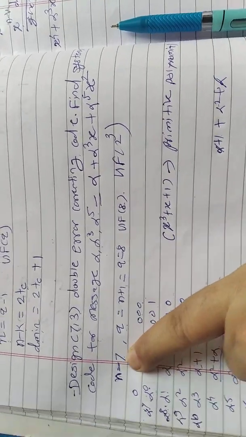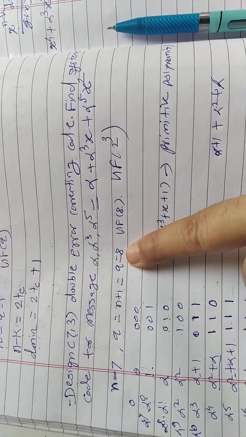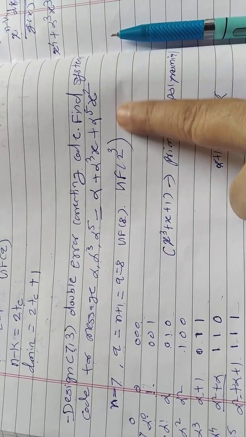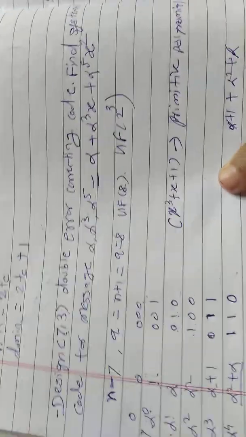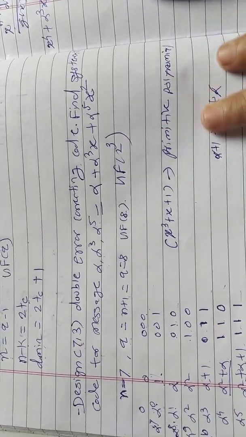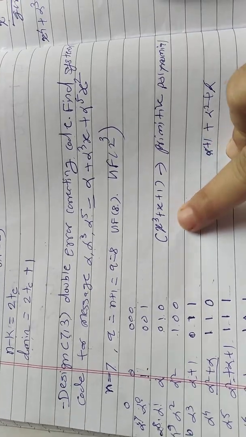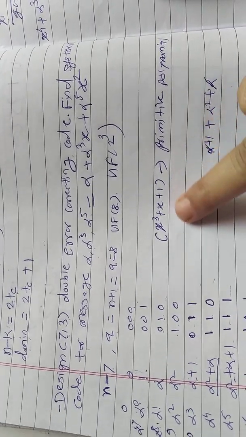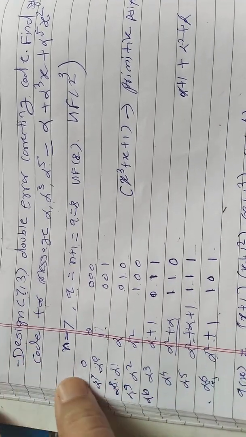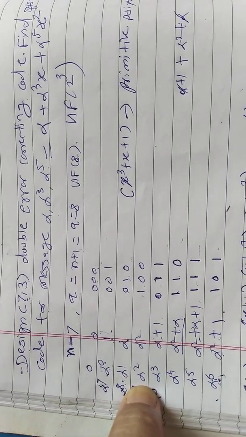So the first step: n is equal to 7, that means q is equal to n plus 1, q is equal to 8. So you have to use the Galois field 8, that means GF of 2 raised to 3. Now there are two polynomials you can use as a primitive for the Galois field 8. One is x cube plus x plus 1, another is x cube plus x square plus 1. I have used here x cube plus x plus 1 and accordingly found the table of the Galois field elements.